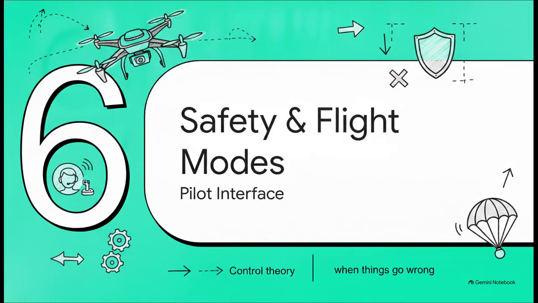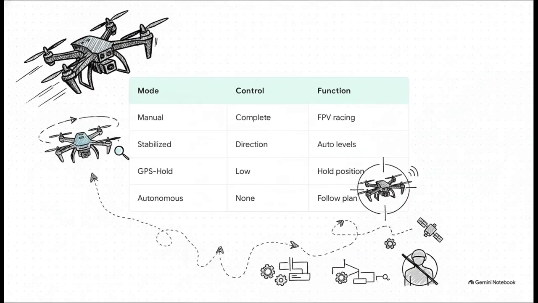Finally, Section 6, Safety and Flight Modes and the Pilot Interface. Let's walk through how a pilot can progressively hand over the controls to all these complex loops and algorithms we've just spent time building. At the very top, in manual mode, the pilot has complete, total control with minimal computer assistance. This is the raw mode that aggressive FPV drone racers use. Drop down a level to stabilize mode, and that super fast inner loop takes over the job of keeping the drone level, while you just handle the direction.